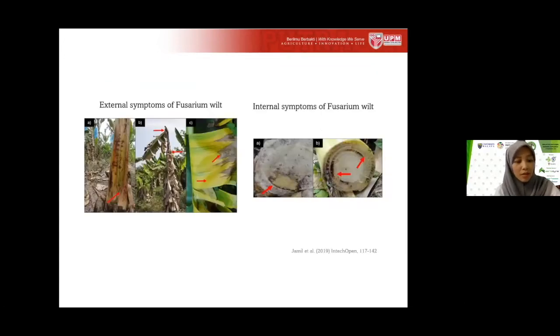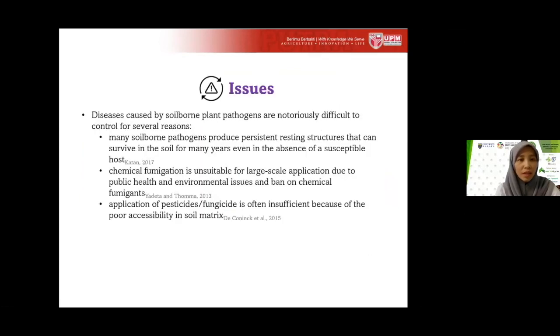The invasion of the vascular tissue through the roots causes discoloration and wilting that first appear in the older leaves, eventually killing the plant, while internally the vascular discoloration becomes brown to almost black in later stages of infection, and it can be seen in the pseudostem and also the rhizome. However, there are no symptoms present in the fruits.